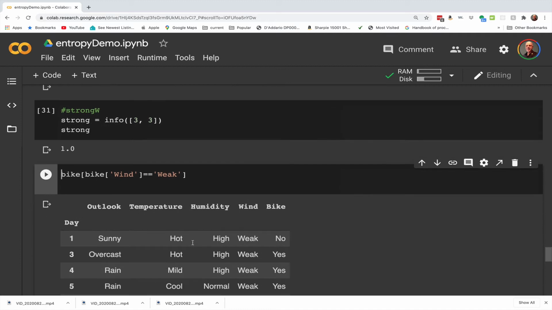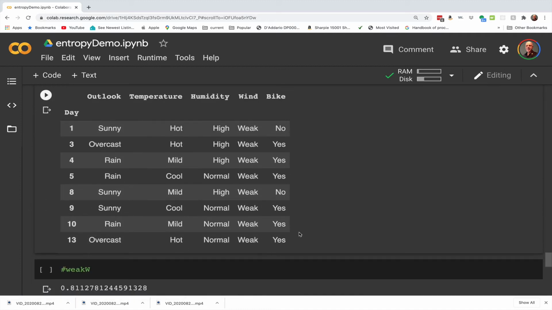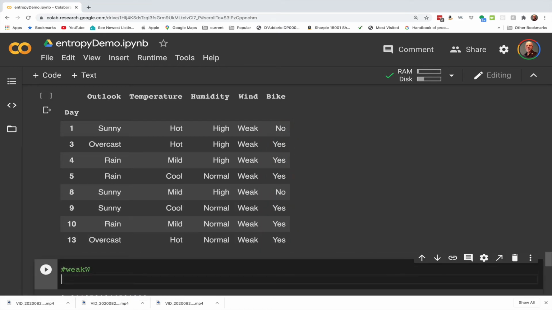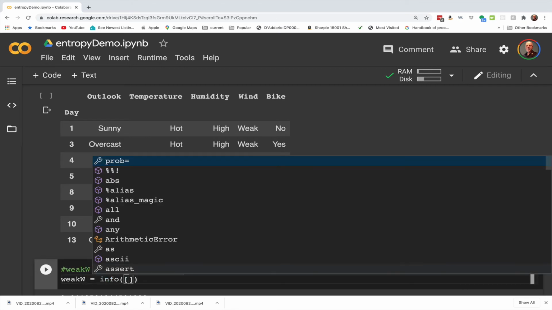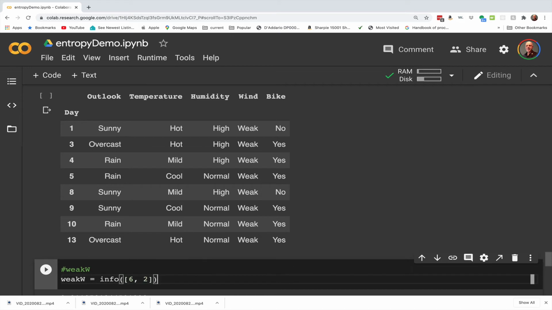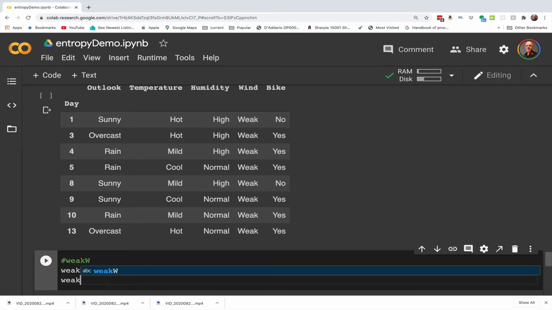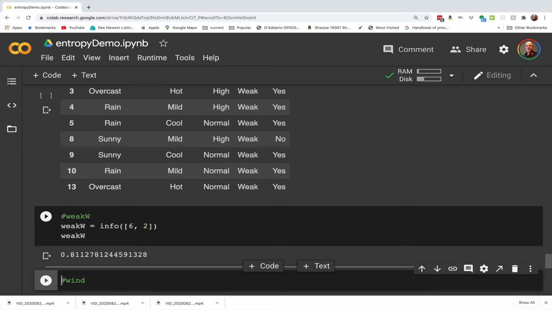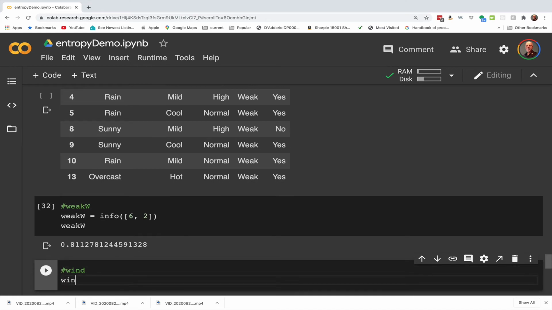And when it's weak, here's the case. So we have 1, 2, 3, 4, 5, 6 yeses and 1, 2 no's. So let's get the weak done. Weak wind. 6, 2. We get that. And finally, now we compute the entropy for the entire column.